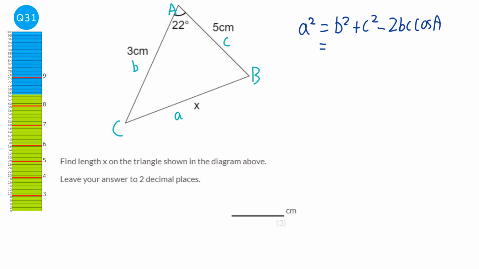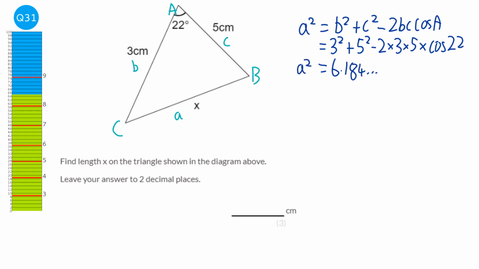And let's fill in the numbers we've got. So that's going to be 3 squared plus 5 squared minus 2 times 3 times 5 times the cosine of 22. And when you type that into the calculator, you get 6.184 blah blah blah. But that's what a squared is, so what we need to do now is just quickly solve that by square rooting both sides. And so we get a equals 2.486 blah blah blah. It says it wants 2 decimal places, so that's going to be 2.49.